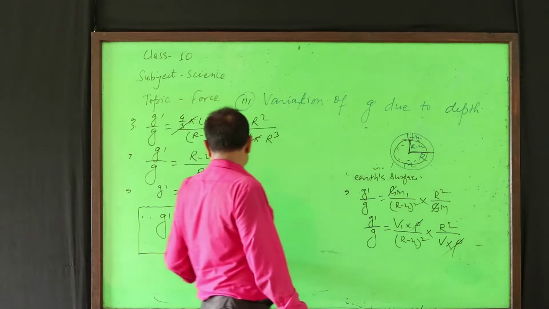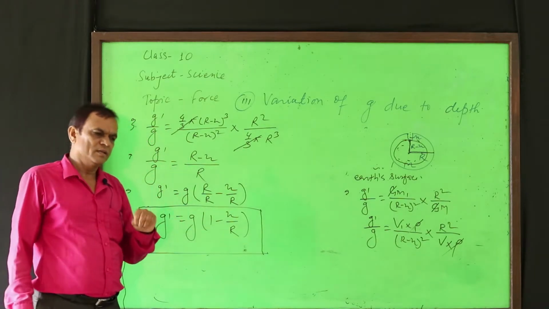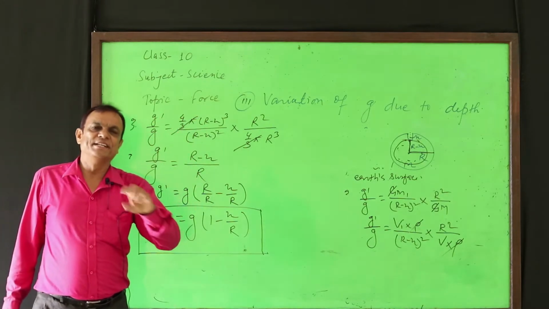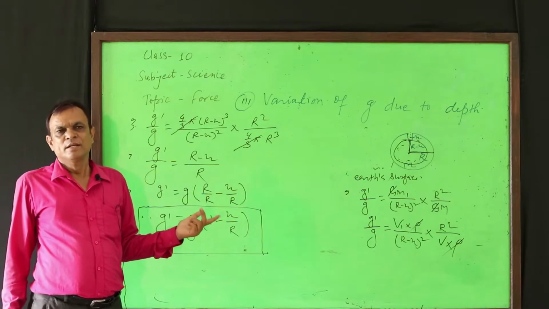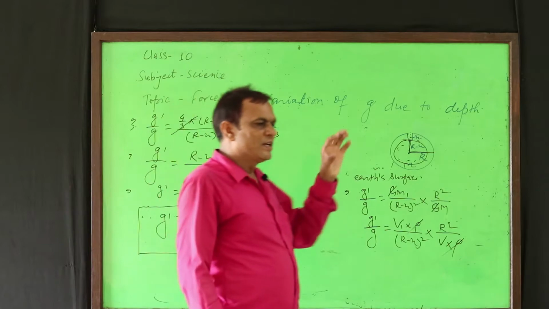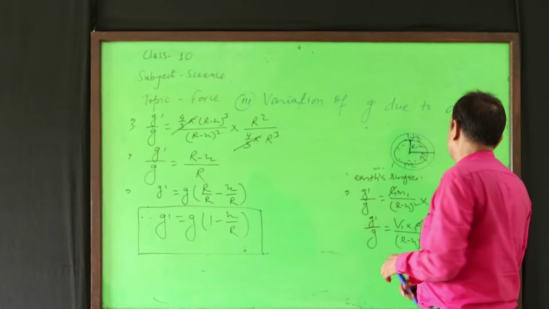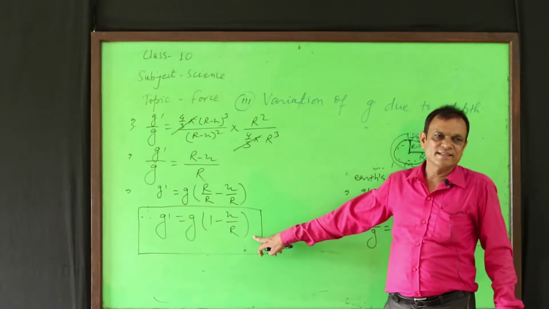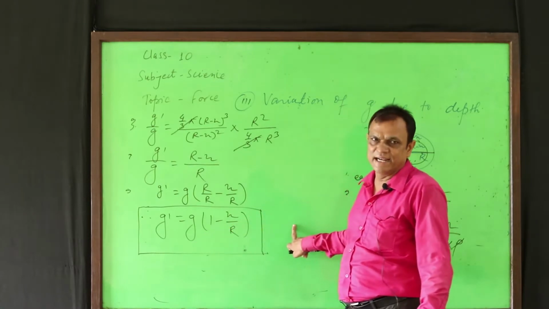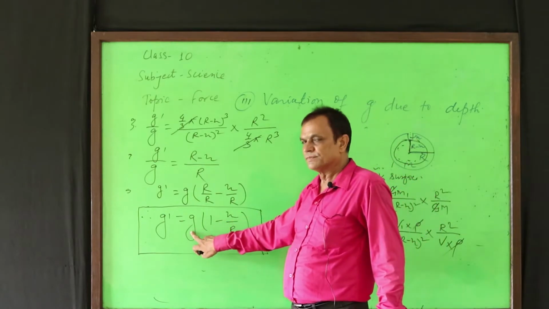It means this formula indicates that if we go inside the earth or below the earth's surface, the value of small g decreases. Why? A question may be asked. Why does the value of small g become less in the mines than at the earth's surface? By using this formula, we can answer that question, because this equation indicates that the value of this small g is less than the value of this one.